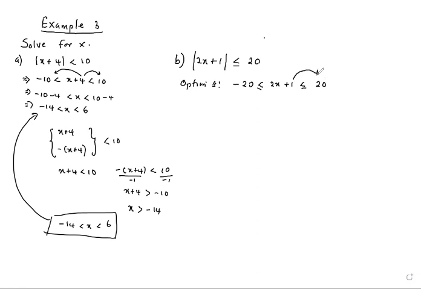Then take this number the other side, take this one the other side. So now we have -20 minus 1 is less or equal to 2x, less or equal to 20 minus 1. That is -21 less or equal to 2x, less or equal to 19. Divide by 2 throughout. So what we have now is -21 over 2 less or equal to x, less or equal to 19 over 2. Like that.